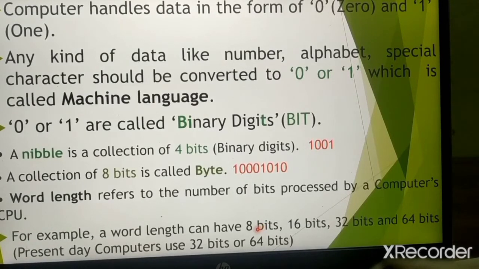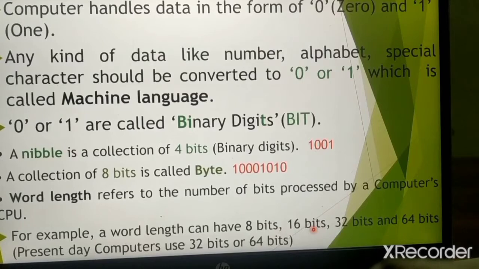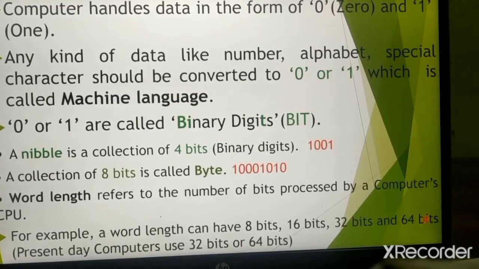When the number of bits increases, the processing speed also increases. For example, a word length can have 8 bits, 16 bits. In olden days we used these only. Nowadays we are using 32-bit systems or 64-bit systems. A 64-bit system is much faster than a 32-bit system.